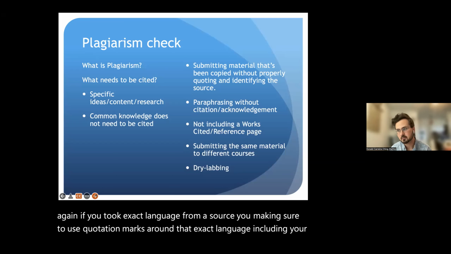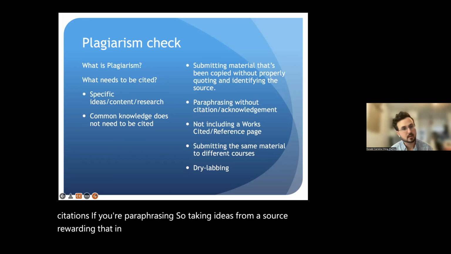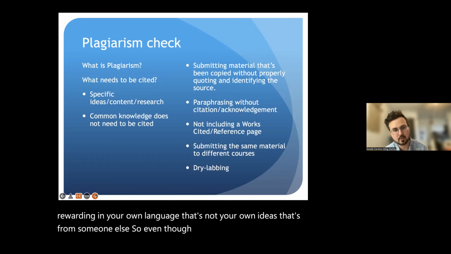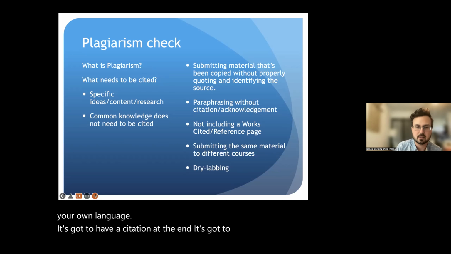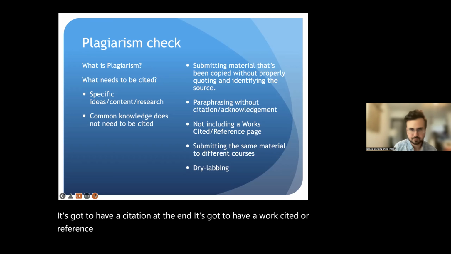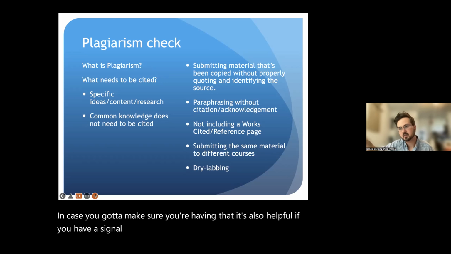If you're paraphrasing, so taking ideas from a source and rewording that in your own language, that's not your own ideas, that's from someone else. So even though you've rewritten it into your own language, it's got to have a citation at the end. It's got to have a works cited or a reference at the end as well. Okay, so you've got to make sure you're having that. It's also helpful if you have a signal phrase, according to the source, and then you continue with your quote or your paraphrase.